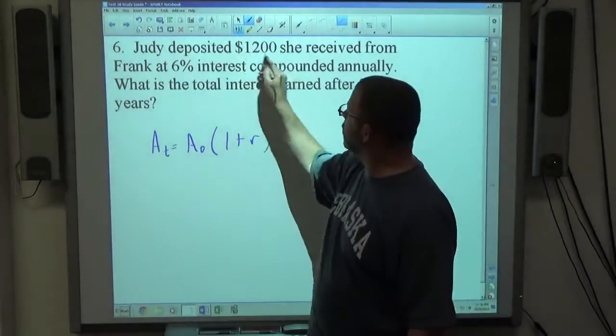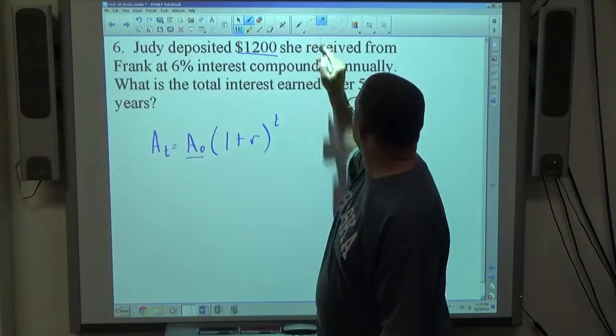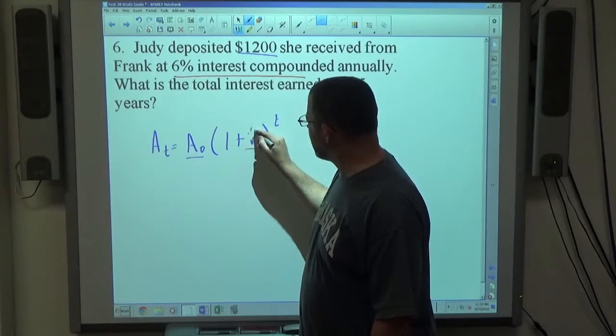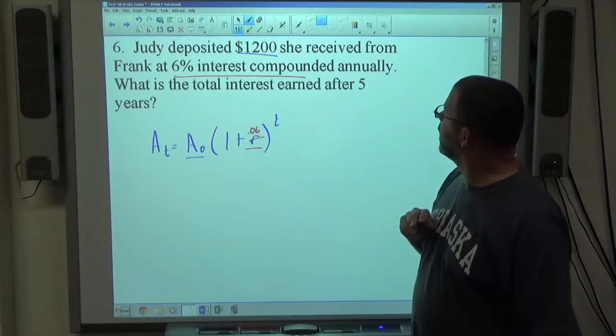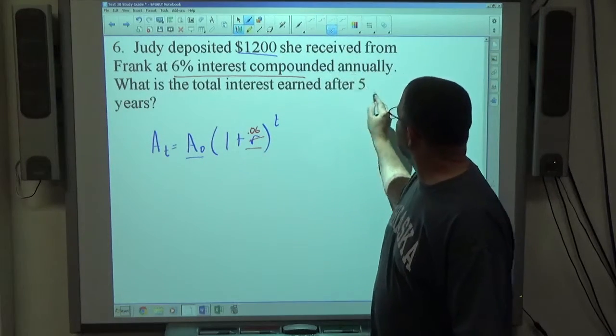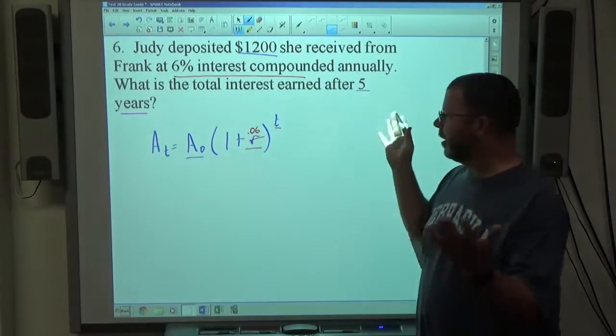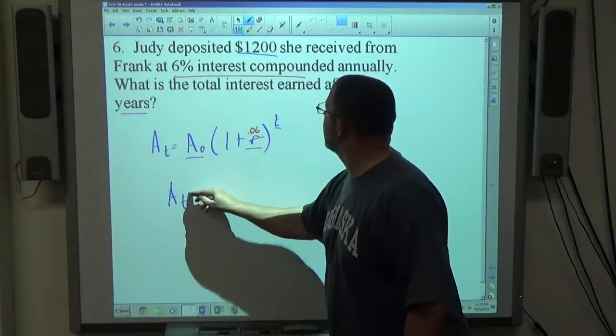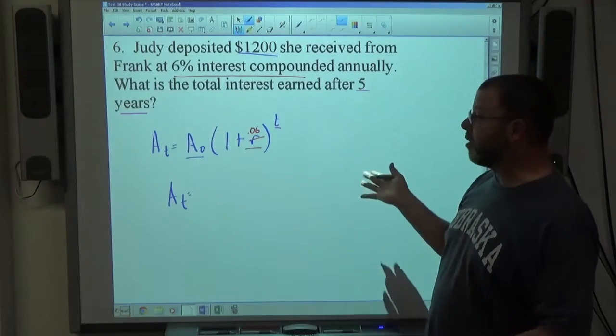What she deposited was $1,200. That's this. Interest rate is 6%, which is there, but that's 0.06 because we always use decimals. And after 5 years, that's the amount of time. So everything we need for the formula is right there. So the amount of money that she has, what's the total interest earned? So we have to find out how much money she makes first.